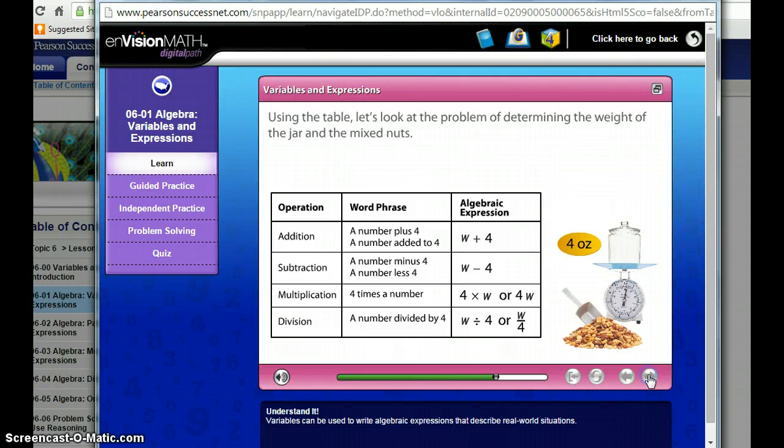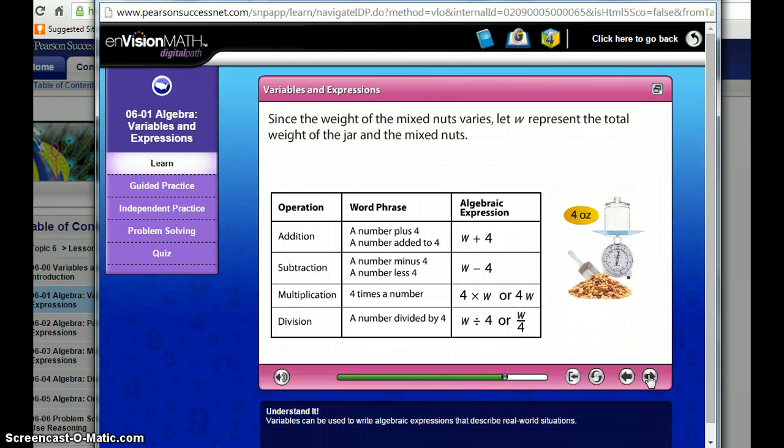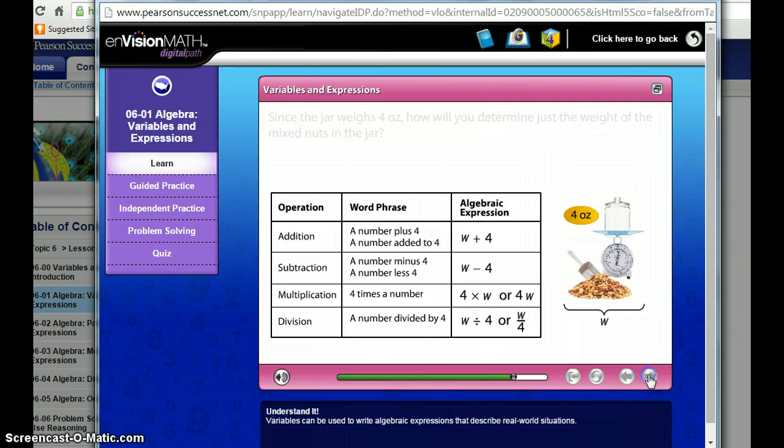That's your operations. Using the table, let's look at the problem of determining the weight of the jar and the mixed nuts. Since the weight of the mixed nuts varies, let W represent the total weight of the jar and the mixed nuts. Since the jar weighs 4 ounces, how will you determine just the weight of the mixed nuts in the jar?